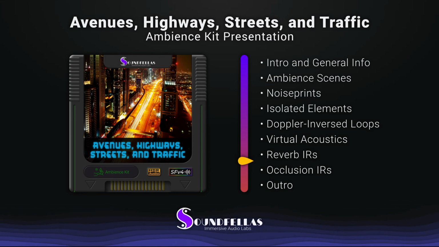The examples are made using a character moving in space. First, let's hear the dry sample. Here's the same sample using the alley impulse response. Now let's use the street impulse response. As a final example, let's use the boulevard impulse response.